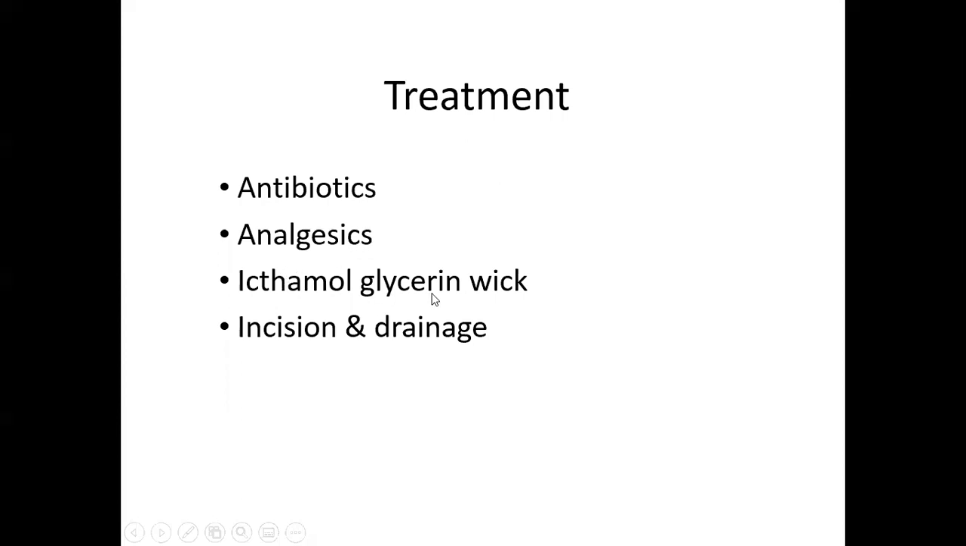You can use the ichthammol glycerin wick. What is a wick? A wick is a small piece of gauze. A small piece of gauze is formed, which is put into the ichthammol glycerin. And this small piece of gauze mixed with the ichthammol glycerin is put into the external auditory canal. Now, what is ichthammol glycerin? Ichthammol is the antibacterial agent and it will decrease the infection. And glycerin is hygroscopic in nature. So hygroscopic means it will absorb the water which is present in that portion of the external auditory canal. So when it absorbs the water, it will definitely decrease the swelling as well as the pain.